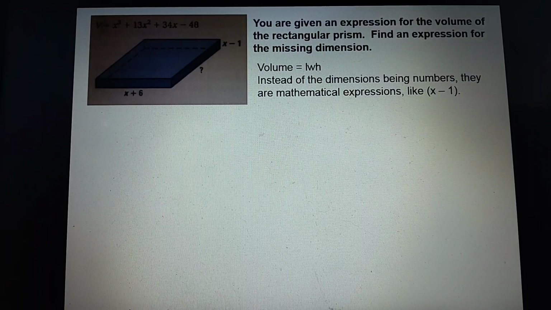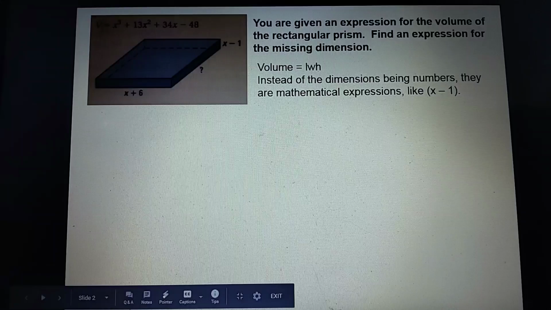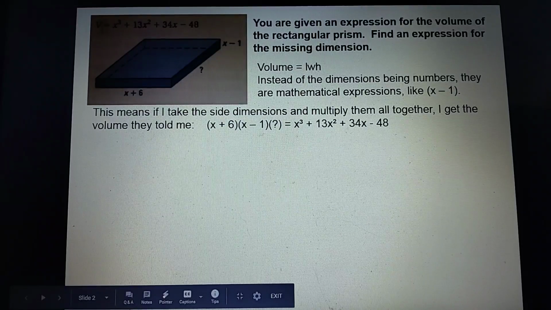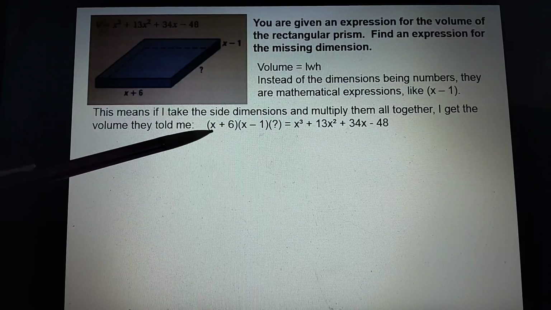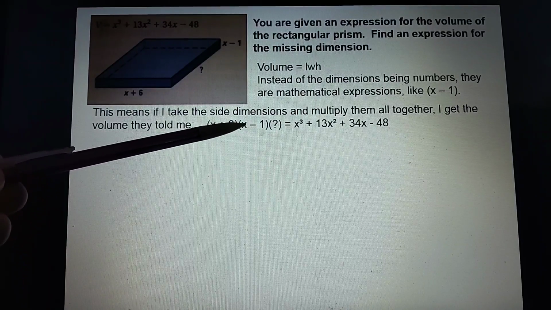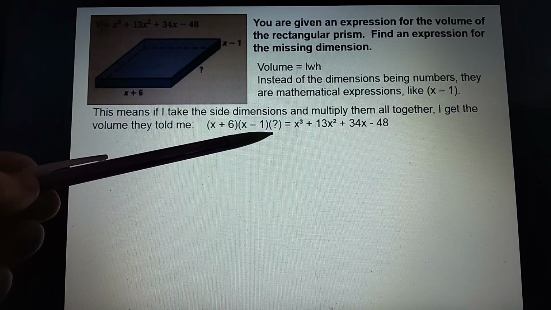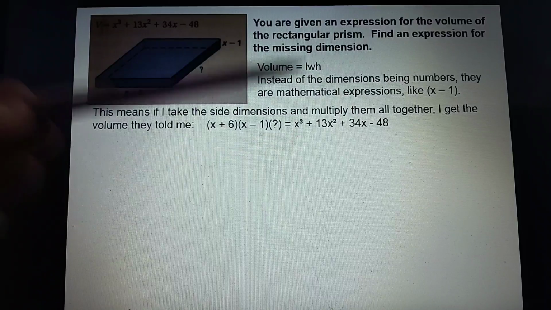So instead of the dimensions, the sides, being 1, 2, 3 or something like that, they're expressions, x plus 6 or x minus 1. Okay, so these are my sides. They gave me the x plus 1 or x plus 6, and they gave me the x minus 1. This is the one we had to find out, and this is the volume they gave us.